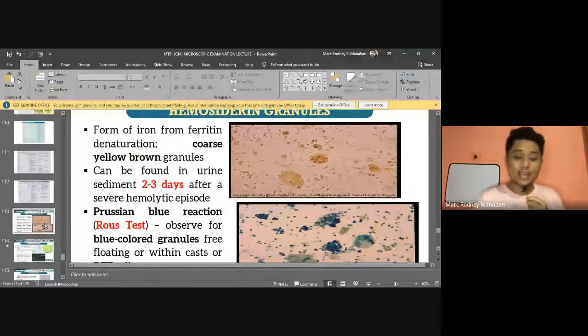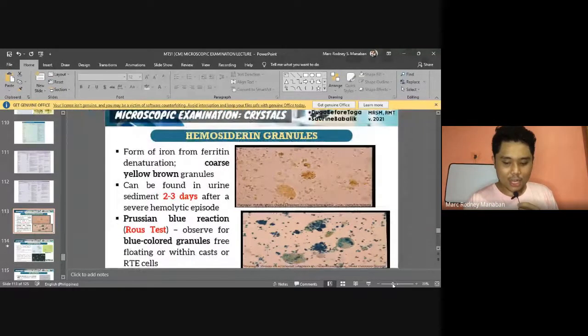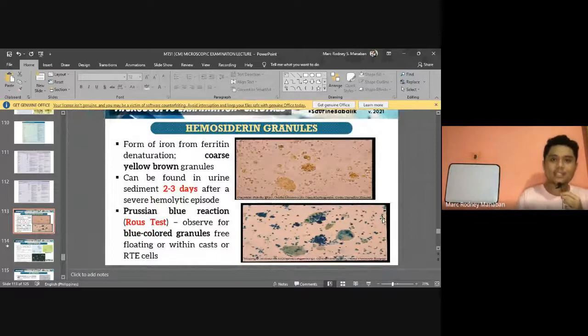Alright? So we have the hemosiderin granules. Your hemosiderin granules, we have mentioned this already in your blood chemical exam, no? In massive episodes of hemolysis, hemoglobin, in a hemolytic episode, will normally be captured by your haptoglobin. But in cases of massive hemolysis, hemoglobin is high, haptoglobin becomes saturated, and it cannot capture all the hemoglobin. So what happens, hemoglobin will be filtered by the glomerulus, and upon reaching the tubules, it will be reabsorbed. Alright? And this hemoglobin will be denatured into ferritin in your renal tubules, and ferritin will be further denatured to hemosiderin.